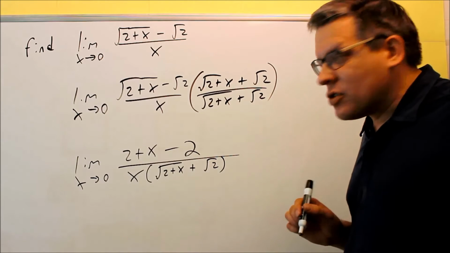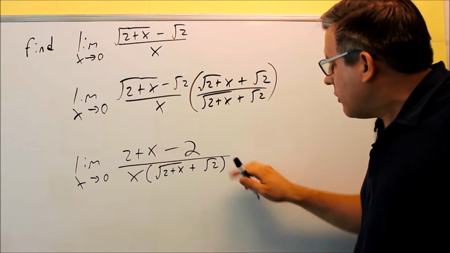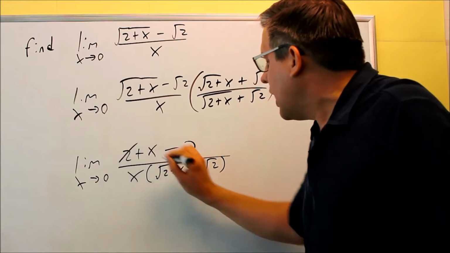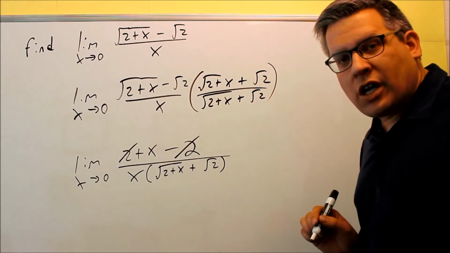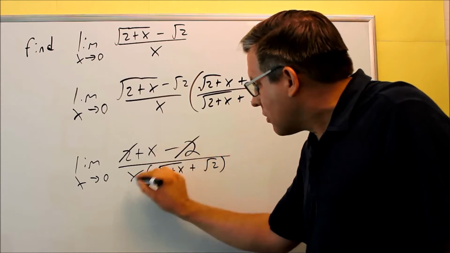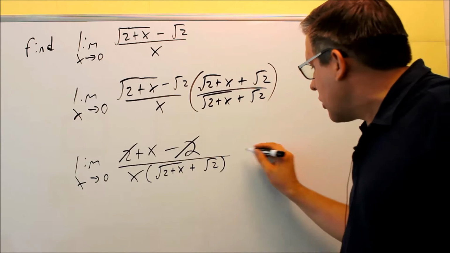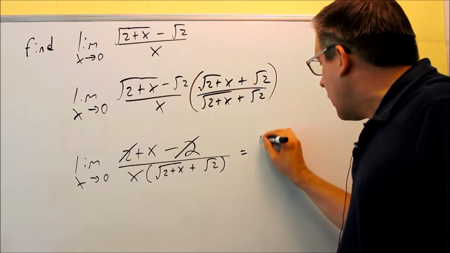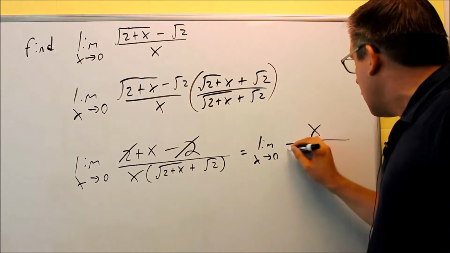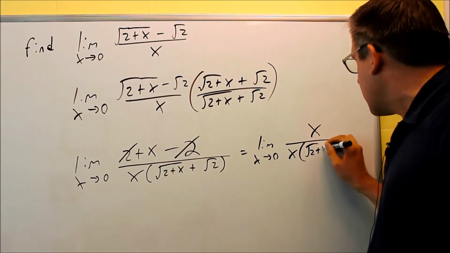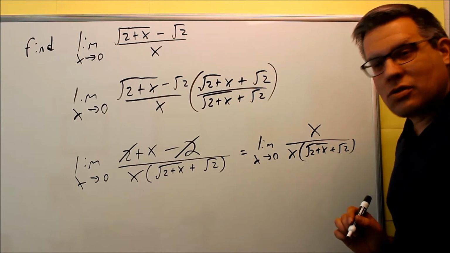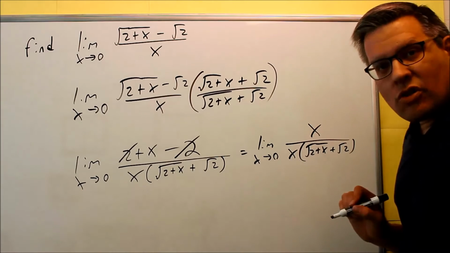So here's what happens. Once we get that multiplied out, we notice that 2 and negative 2, those are both going to cancel. And so the x's here, those are going to cancel out as well. So if I were to write this out, I would get the limit as x approaches 0 of x over x times the square root of 2 plus x plus square root of 2. So I end up with this. The two x's, you can cancel those out.